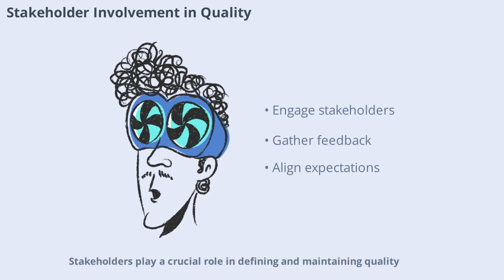Stakeholders play a crucial role in defining and maintaining quality. Their expectations shape the quality objectives and standards for the project. Engaging stakeholders early and often ensures their needs are understood and addressed. Regular communication, feedback sessions, and reviews help keep everyone aligned and reduce the risk of misunderstandings or missed requirements.